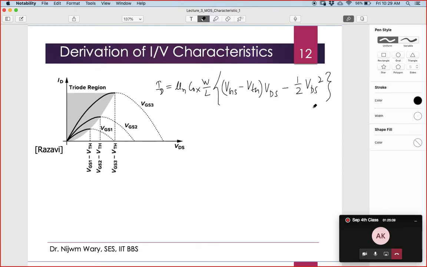So ID versus VDS. This is basically a parabola, right? If you plot it, it will be a parabola, for different VGS. This VGS has a small parabola, then the parabola increases, and if my VGS is big, it's something like this. Now we want to find out what is the maximum point of this parabola.